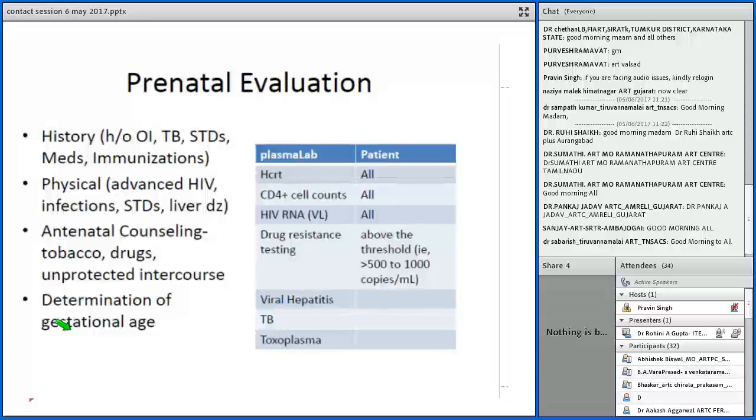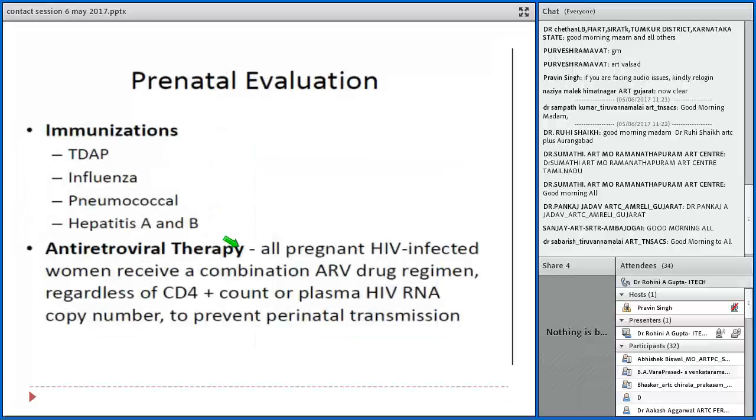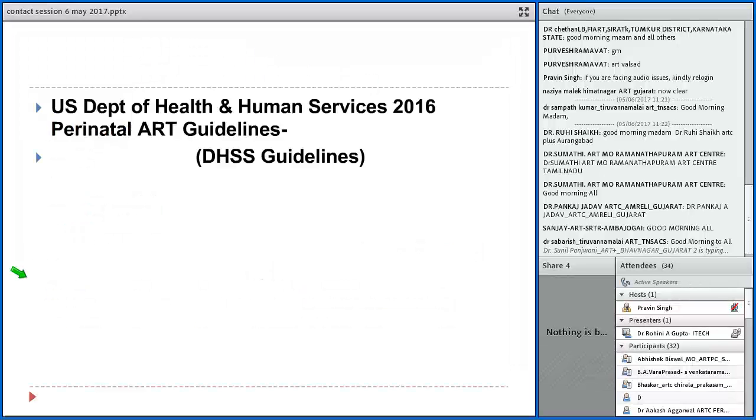What is the prenatal evaluation? It is the same as what we do, except that in the US they also do a viral load, and drug resistance testing, especially if the RNA load is more than 1000. Immunizations are a very important part of their prenatal evaluation in the US. Antiretroviral therapy: all pregnant HIV-infected women receive a combination of ARV drug regimens regardless of CD4 count and RNA load. This is very important to reduce perinatal transmission. This is the same as what we have.